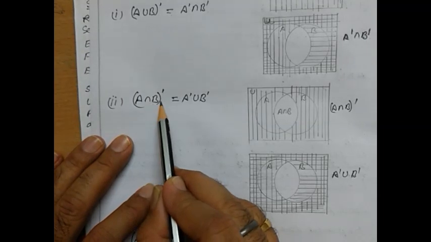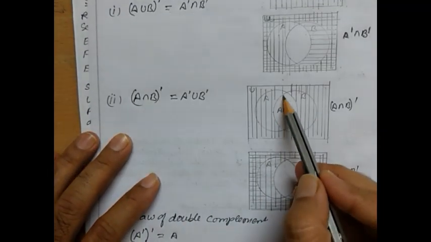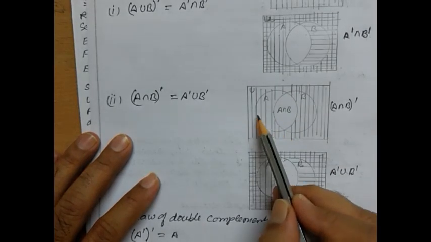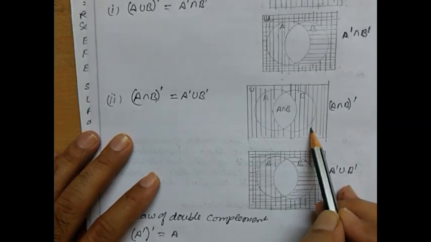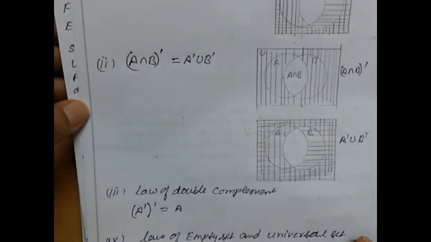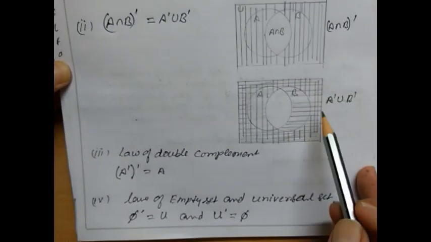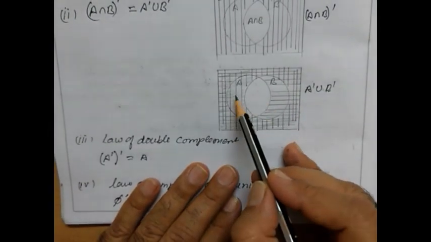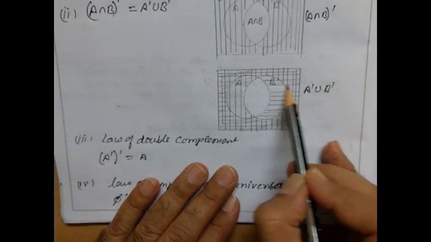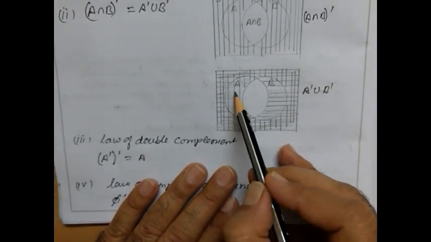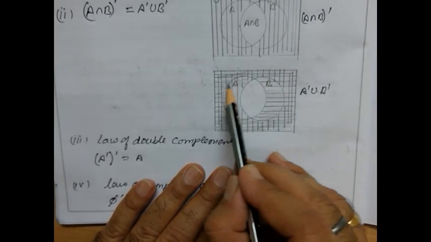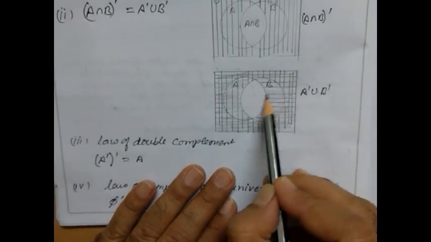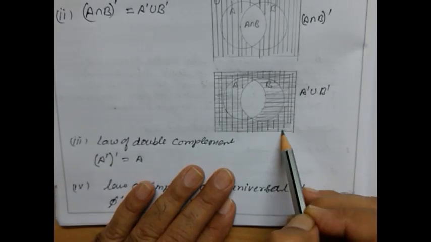And A intersection B whole complement: the unshaded region is A intersection B, and all the vertical lines outside are its complement. In the second, A complement union B complement, A complement is the horizontal lines and B complement is the vertical lines. If we take the union of these, we shade the whole region except the intersection part, which will be clear.